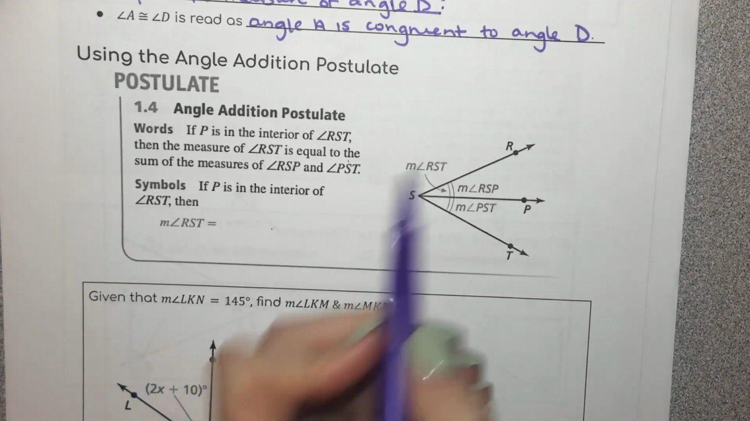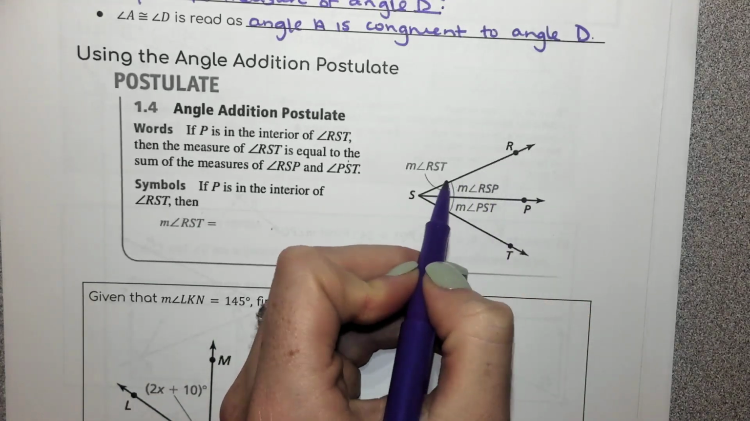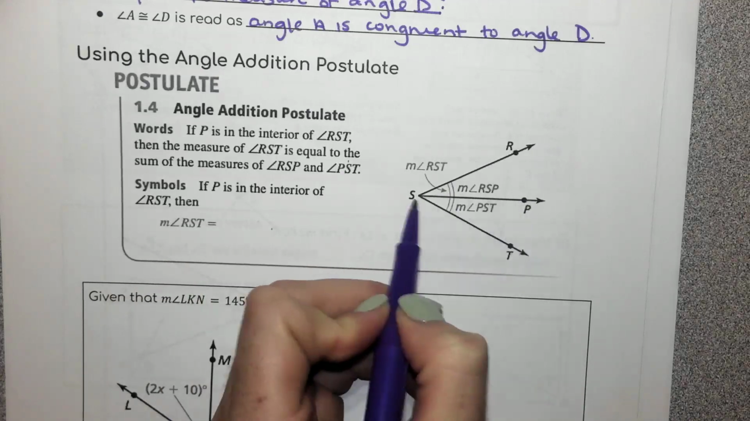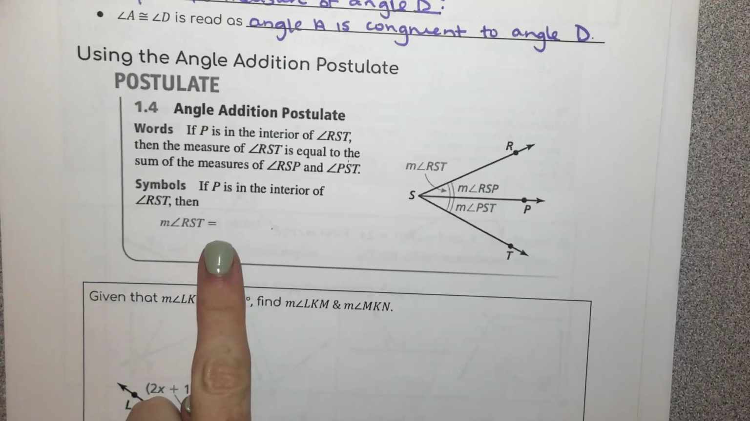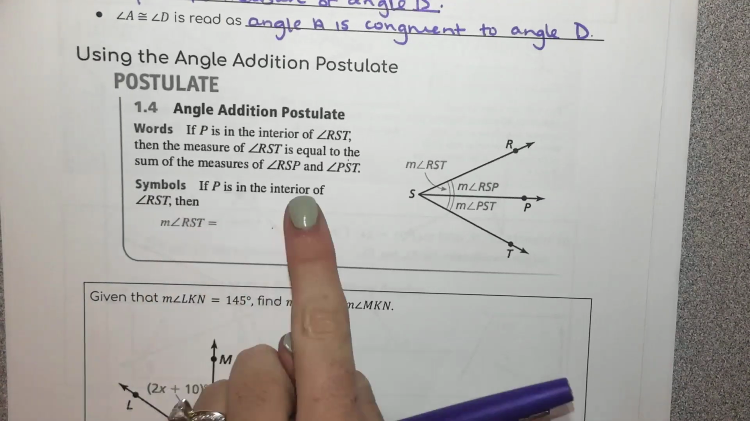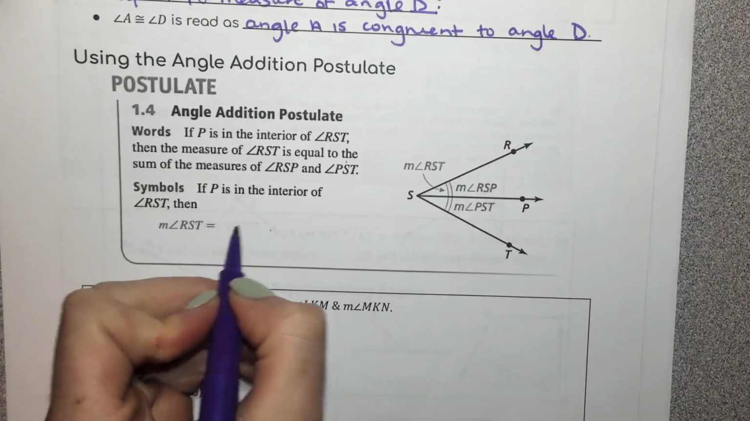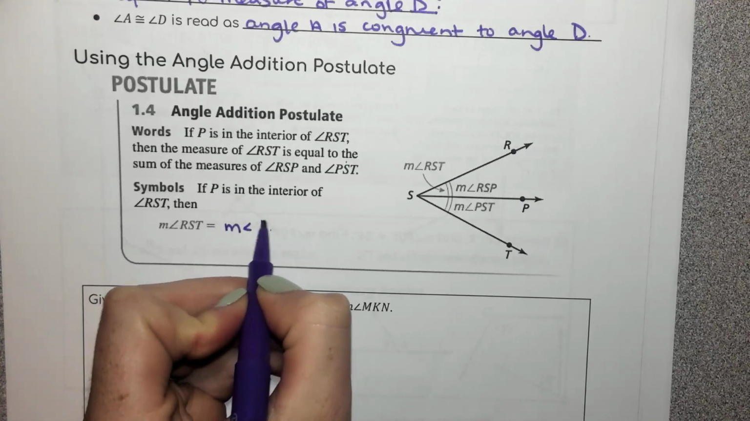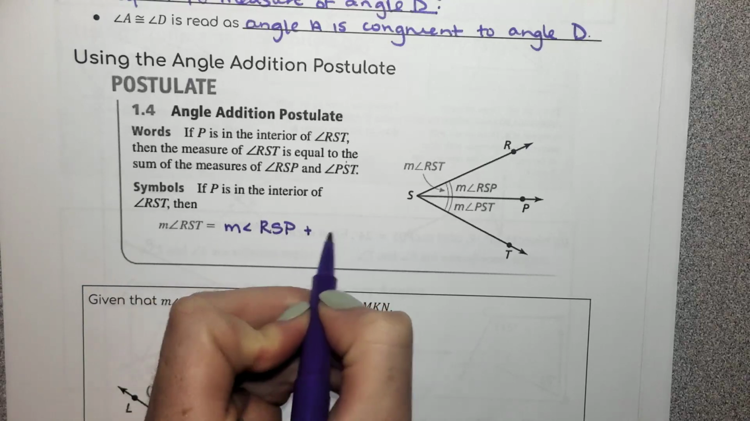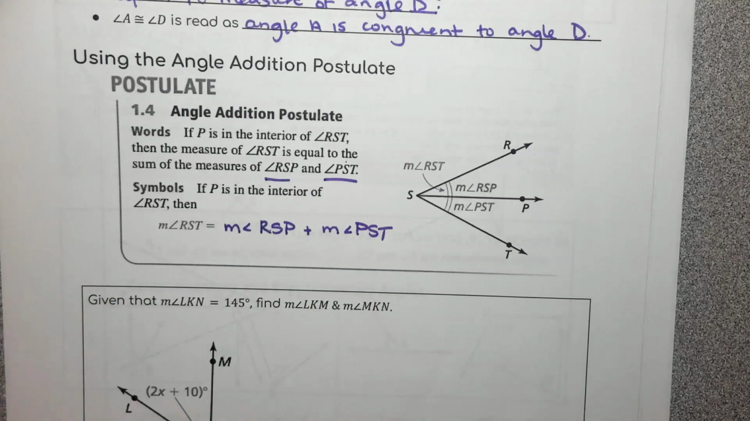So let's make sure. The whole thing is going to be the same as RSP, which is the top one, and PST, which is the bottom one. So if we add those two together, we get the whole thing. So in symbols, if P is on the interior of RST, then the measure of angle RST equals, it doesn't matter which order you put them in, the measure of RSP plus the measure of PST. So it's just the two from up above. The two measures added together will give us the full measure.